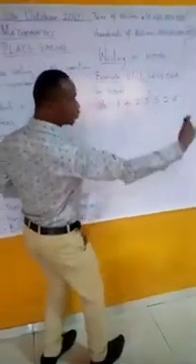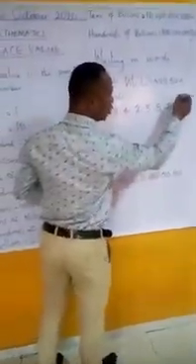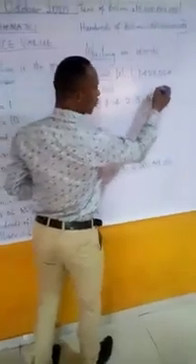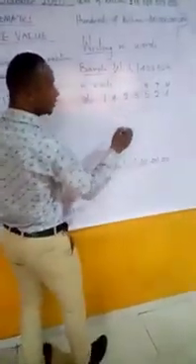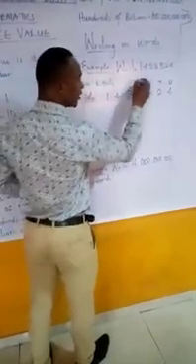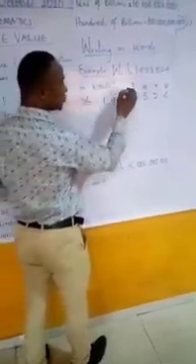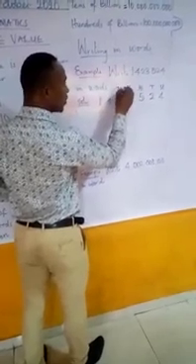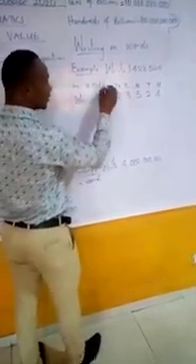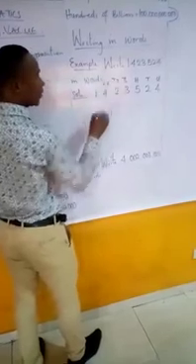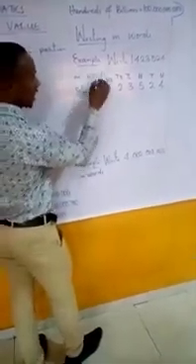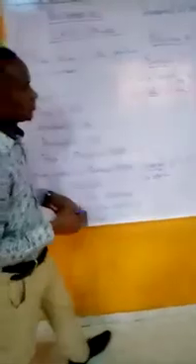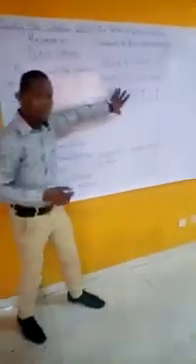Now let's write them. The first one from your right, we have our units. The next one is my tens. The next one is hundreds. Next one is thousands. Next one is tens of thousands. The next one is hundreds of thousands. Then the last number here is the million. What did I say? The million. Now, we've written the values on them.